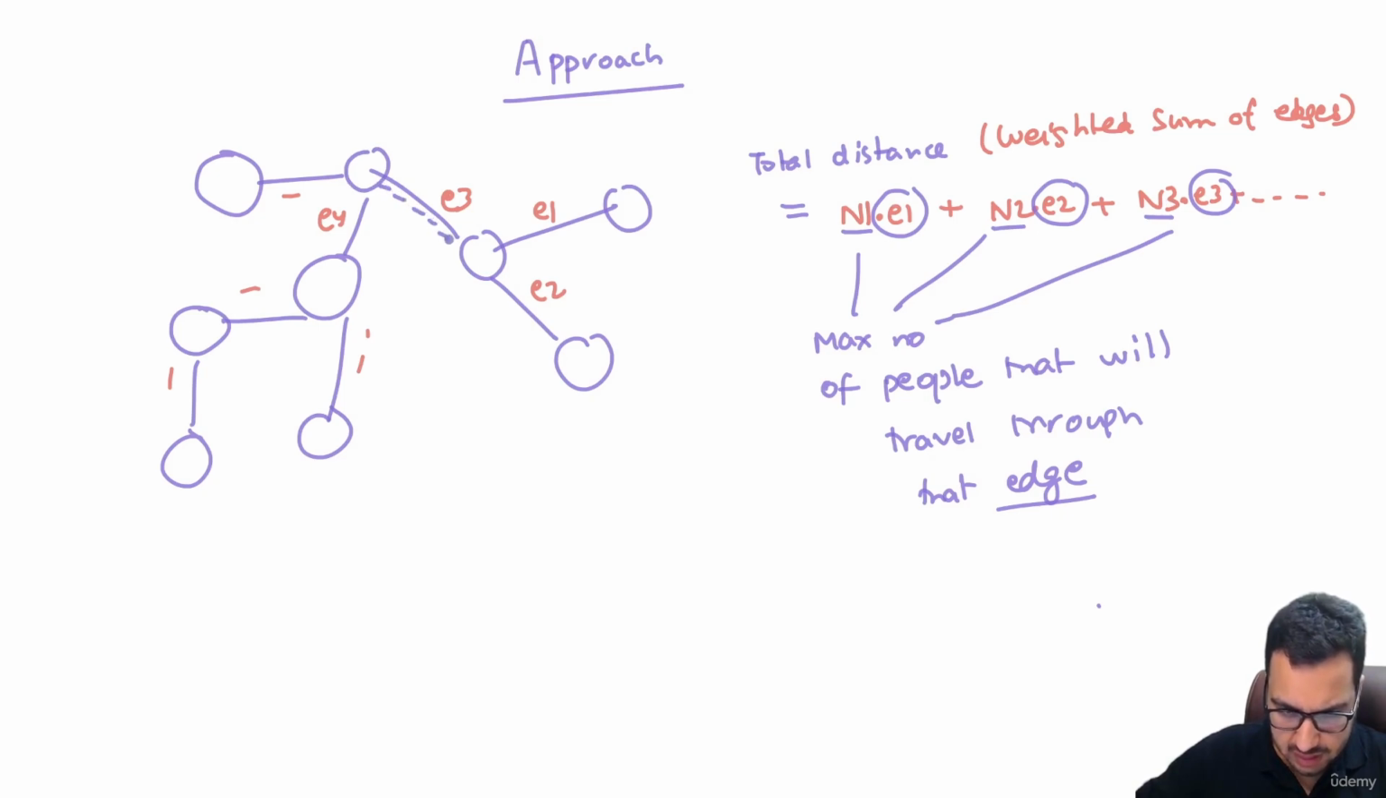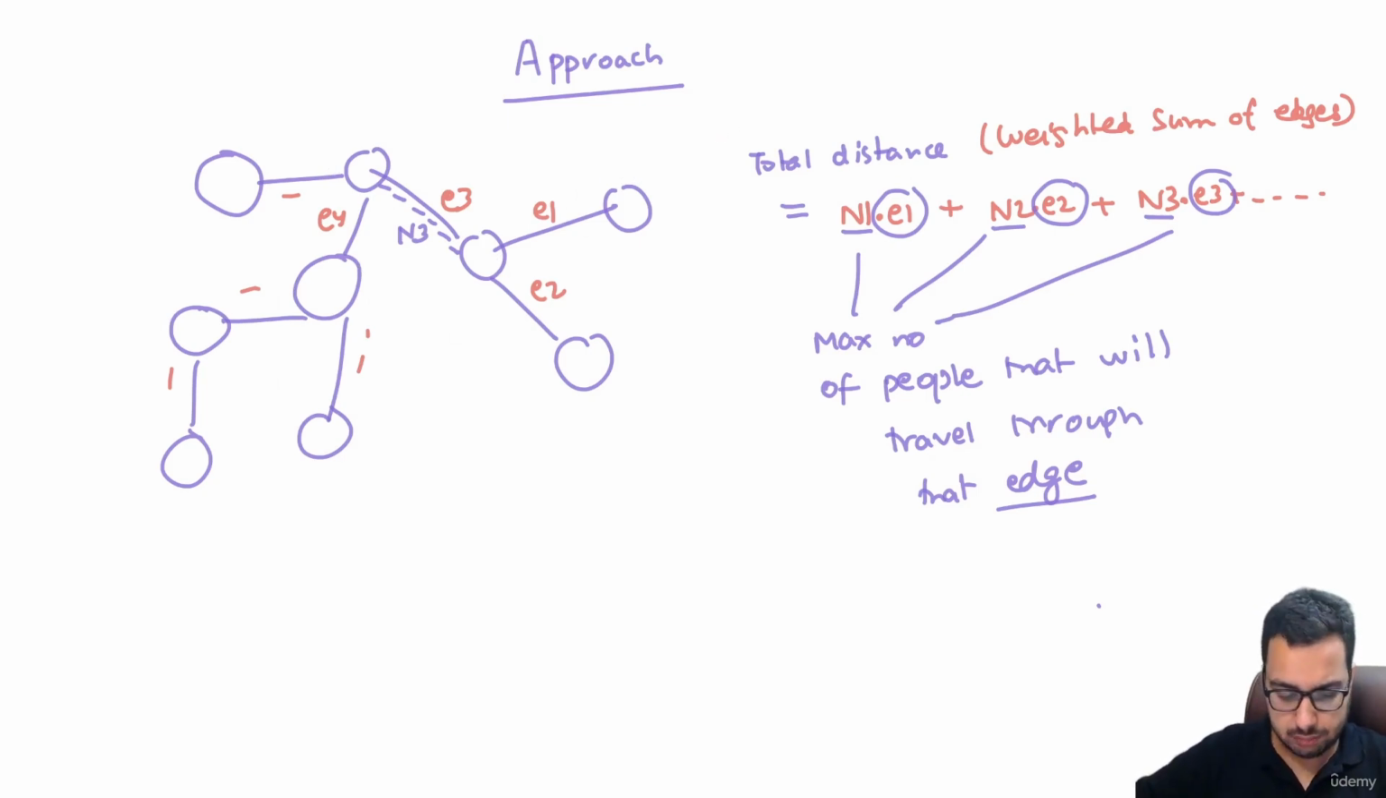Let's say this edge is e3. I want to find out what should be the value of n3. That means how many people will actually travel through this edge, and we want to maximize that.